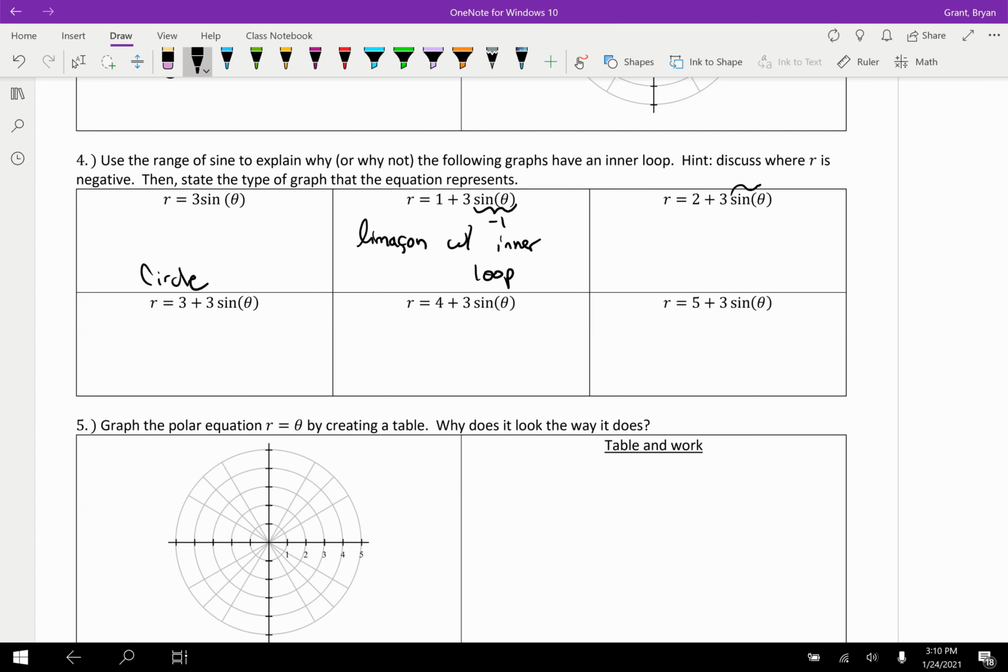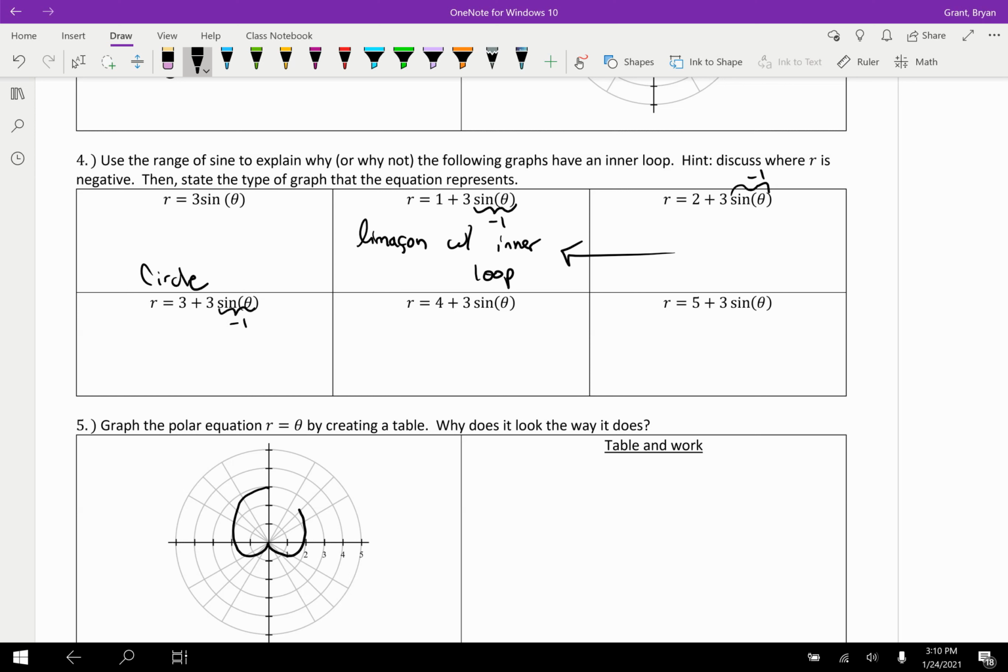Same thing here, sine can become negative 1. 2 minus 3 is also going to be a limaçon with an inner loop. But here, a and b are the same, and sine can still become negative 1, but the smallest we ever get, 3 minus 3, is 0. So instead of hitting an inner loop, all that's going to happen is eventually our r is going to shrink to 0 and then start growing again. And don't graph this because it's not going to be perfect and you don't need to use this down here.